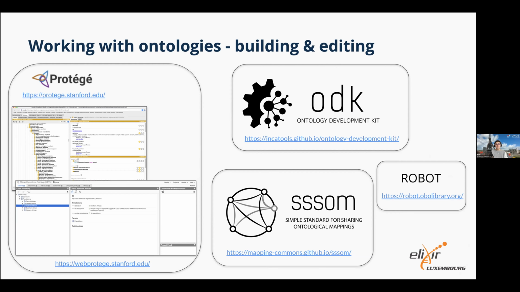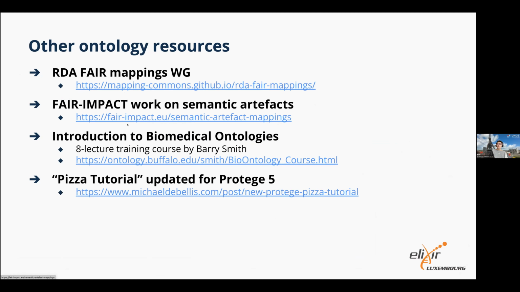I just want to mention a couple of other resources around mappings. You've got the RDA FAIR Mappings Working Group and the FAIR Impact work on Semantic Artifacts, which are always looking for people to muck in. If you want to find out a bit more, there's an introduction to biomedical ontologies by Barry Smith, the brain behind the Basic Formal Ontology. It's an 8-lecture video series from the University of Buffalo. It's free, and you can just watch those, read the materials, and it is quite useful.